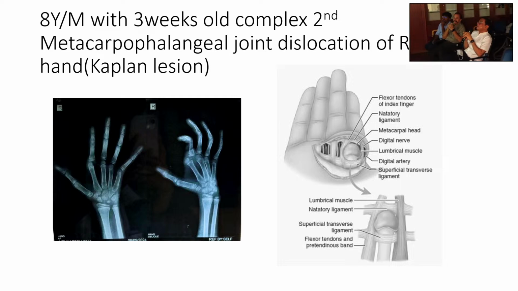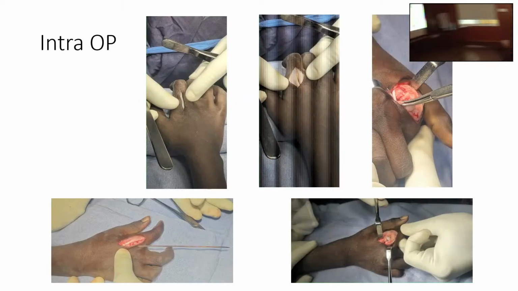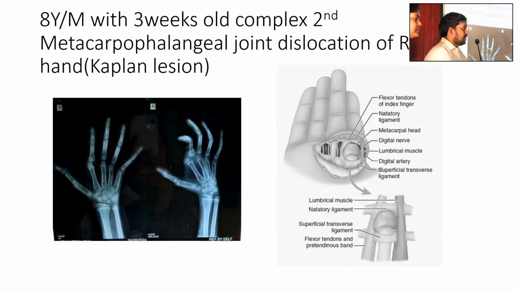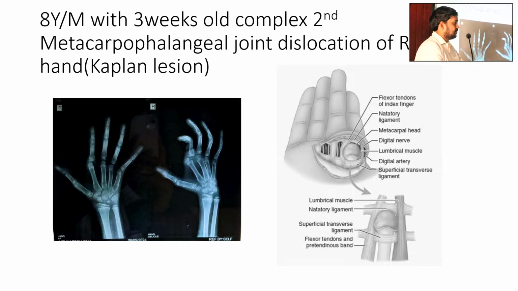Okay. Always there is a fracture, a flake from the head. Of the head of the metacarpal, there is some flake which is intra-articular, that also gets locked. So we'll have to see completely and then decide.